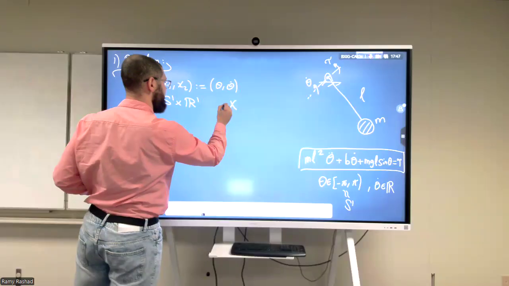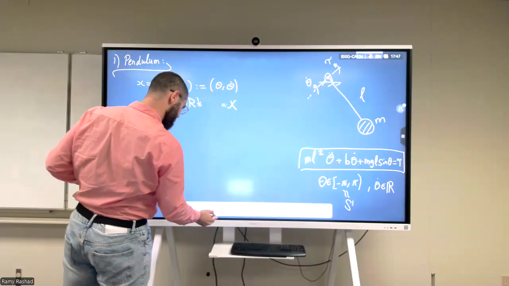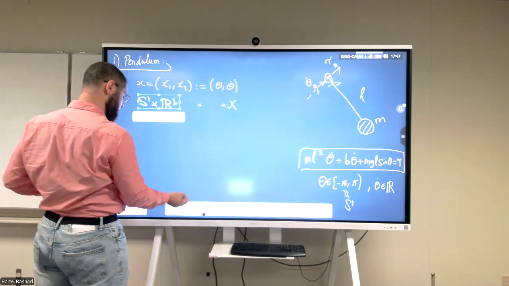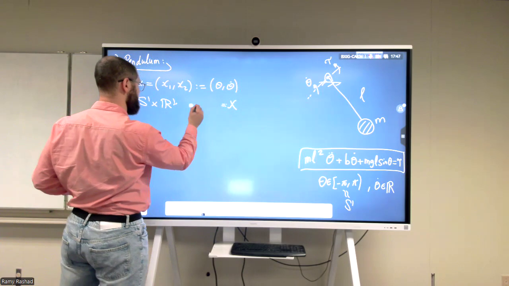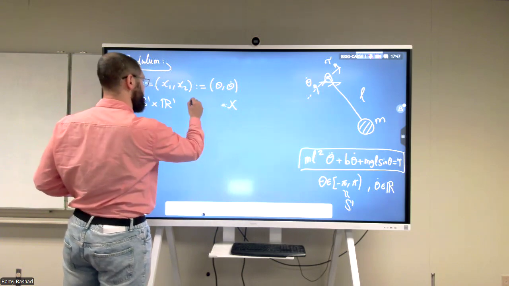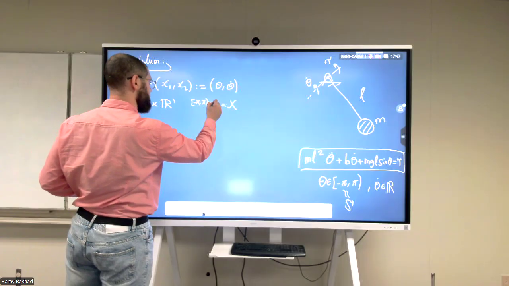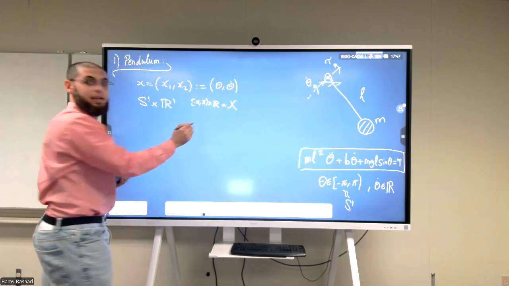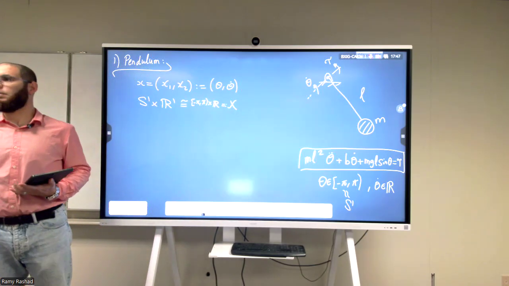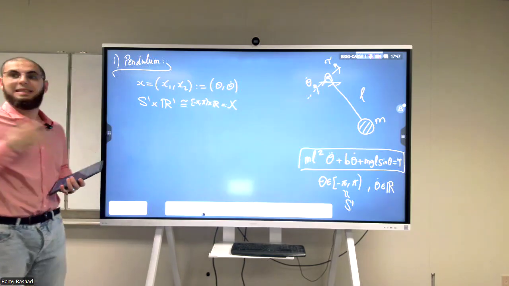x actually is defined as, let me take this one, the interval from minus pi to pi cross R. So this is exactly what x is, and this is isomorphic to this guy. Make sense? Okay. So what is the state space model?